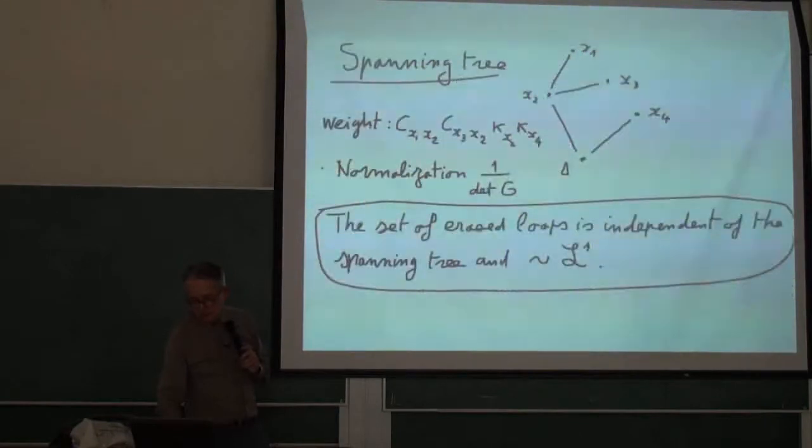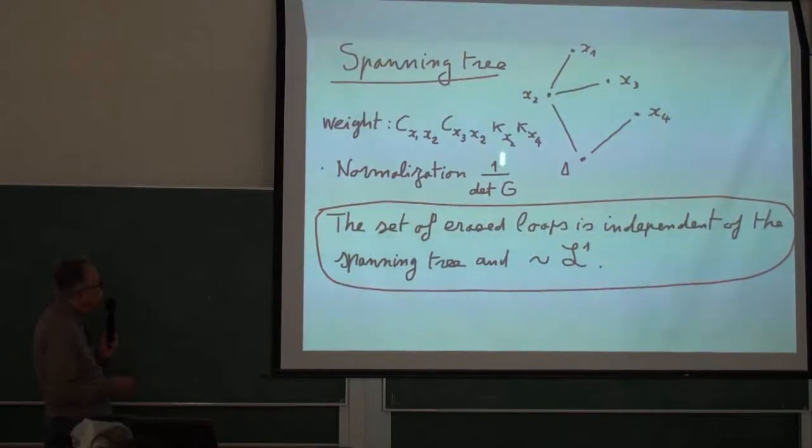And the noticeable fact is that the weight of this spanning tree, so the law of this spanning tree, is obtained from the law of loop erasure. And again, by this system of cancellation, you get that the law will be given by the weight of the tree, which will just be the product of the conductances of the edges of the tree, and the normalization will just be the inverse of the determinant of G, the Green function. So this is a generalization of Cayley's theorem.